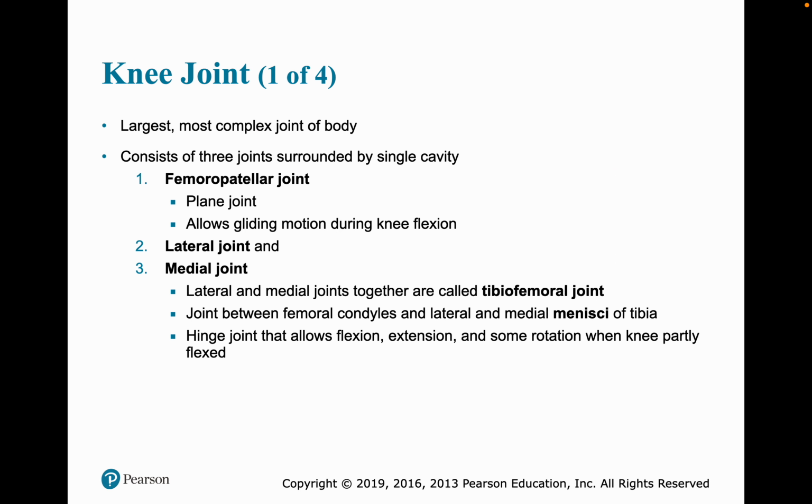The knee joint is the largest and most complex joint of the body. It's actually three joints surrounded by a single cavity. There is a femoropatellar joint, which is a plane joint that allows gliding motion during knee flexion. Then there is the lateral joint and medial joint. The lateral and medial joints together are called the tibiofemoral joint. They're joints between the femoral condyles and the lateral and medial menisci of the tibia. This is a hinge joint that allows for flexion, extension, and some rotation if the knee is partly flexed.